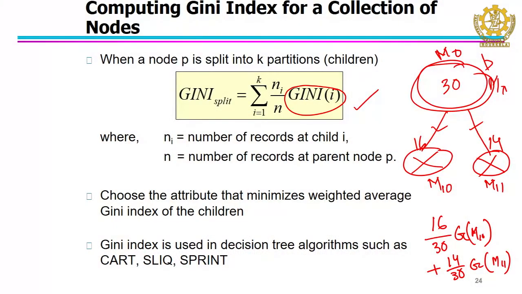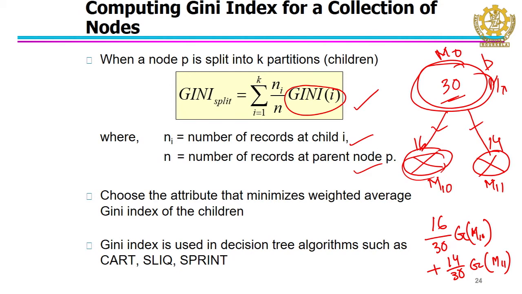So, we know the individual Gini and then we combine them. If you see the formula again, n_i is the number of records at child i, and n is the number of records at the parent node P. We did it with 30 at the parent node, there are 30 objects, and this node has 16 objects. Therefore, we have taken the weighted sum.